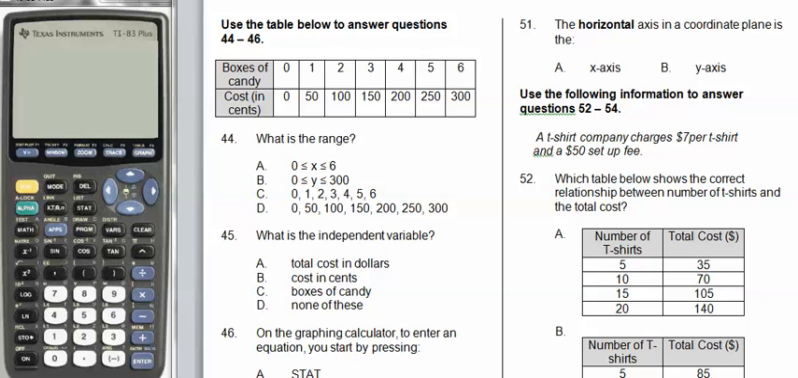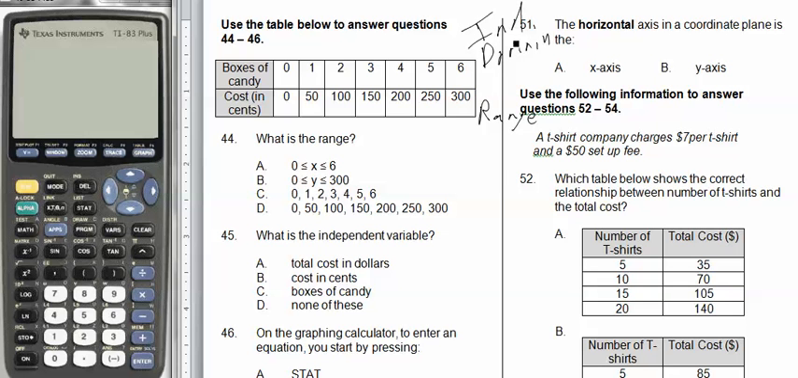Alright, this is page 5 of the first semester review. So use the table below to answer questions 44 through 46. Okay, so range, domain and range, and independent and dependent variables. Just as a reminder, X is the domain and Y is the range. X is also the independent variable and Y is the dependent variable.